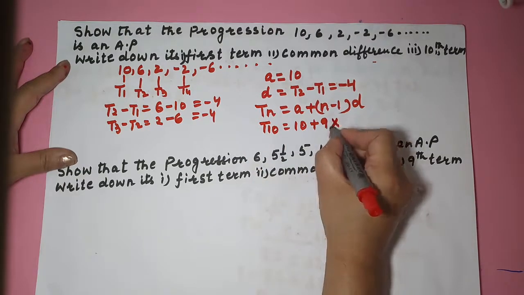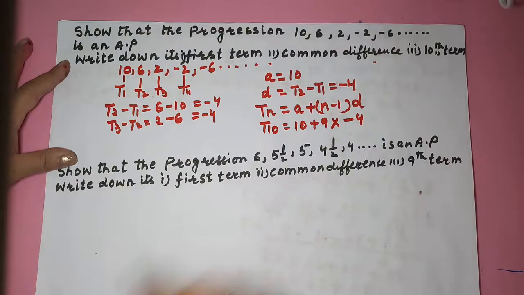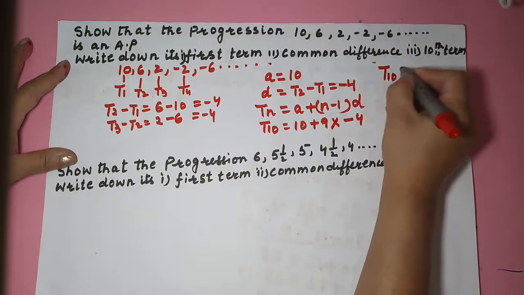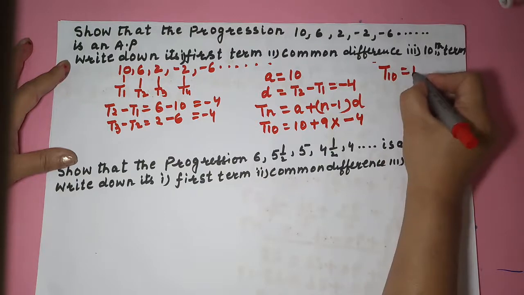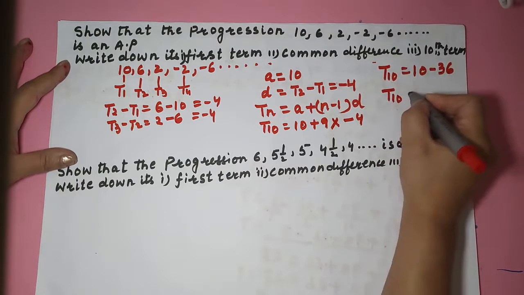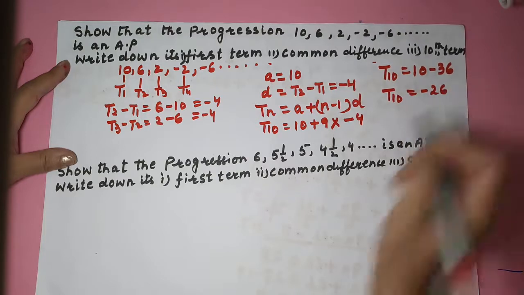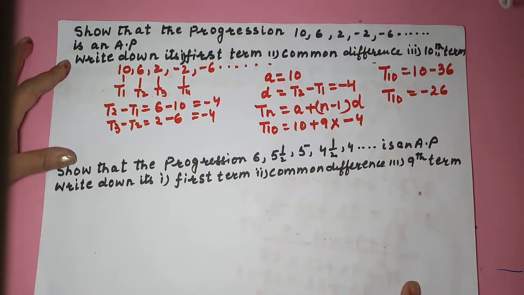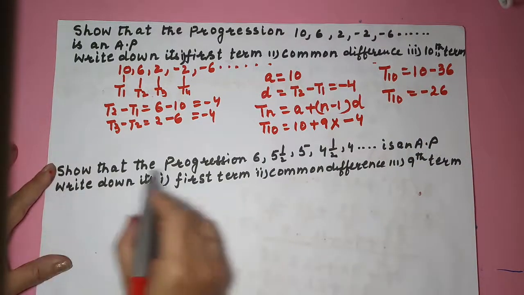So 9 into d I know is minus 4. So T10 is equal to 10 minus 36. So what is your T10? What is your 10th term? Minus 26, right? Okay. Now let's go to this question.